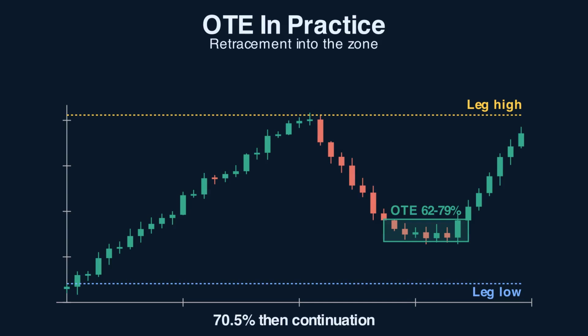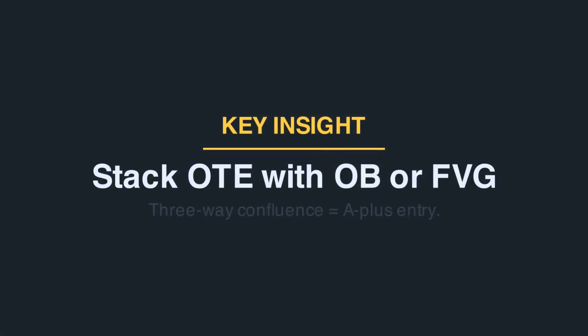Wait for price to retrace into the OTE zone between roughly 105.50 and 108.40. Inside that zone, especially near 106.50, the 70.5 level, that's where smart money fills the long. Place your stop just below the leg low, and your target is a new high or the next major draw on liquidity above.